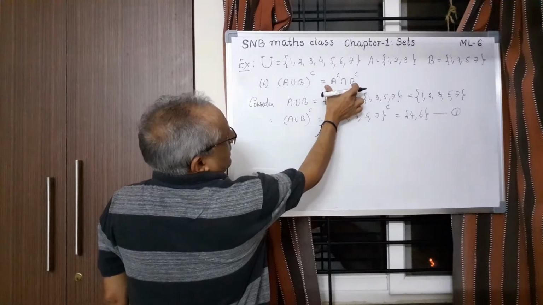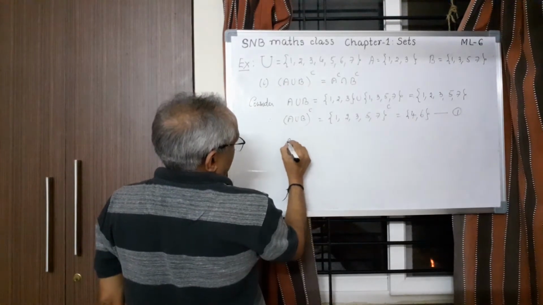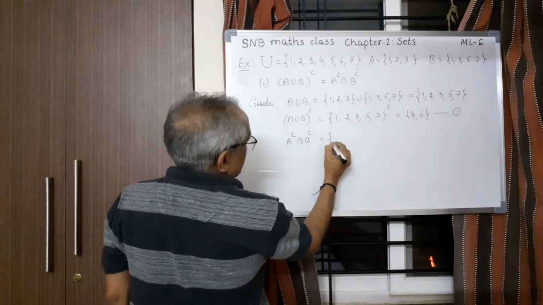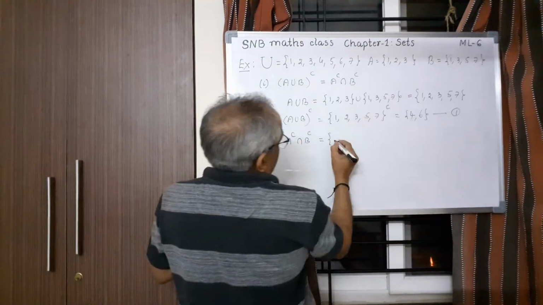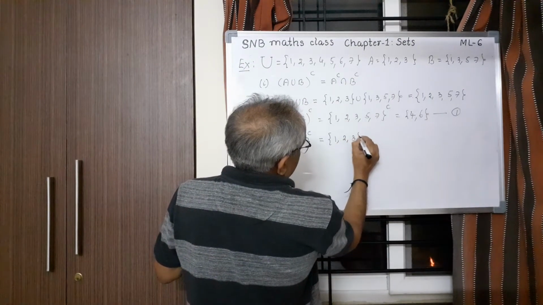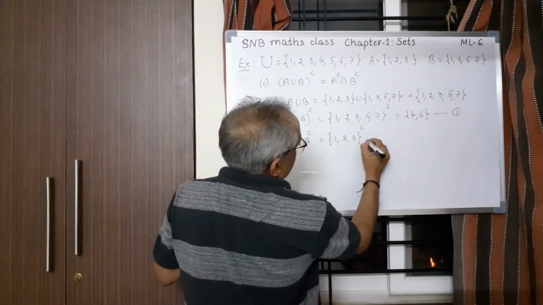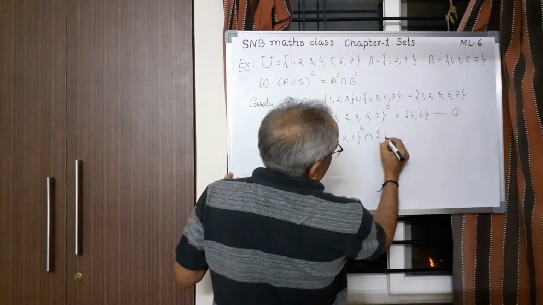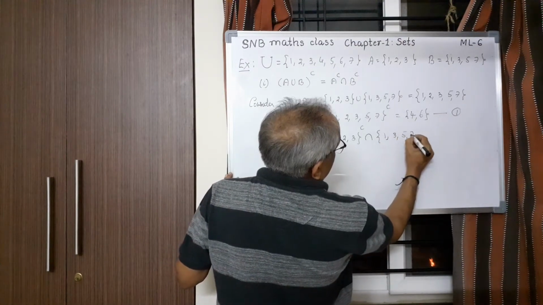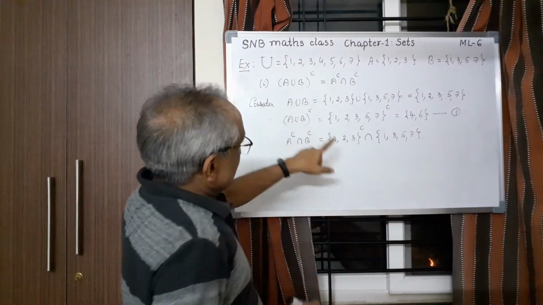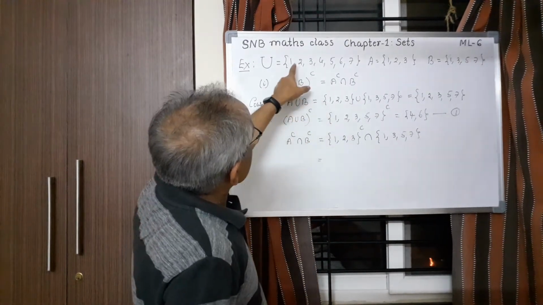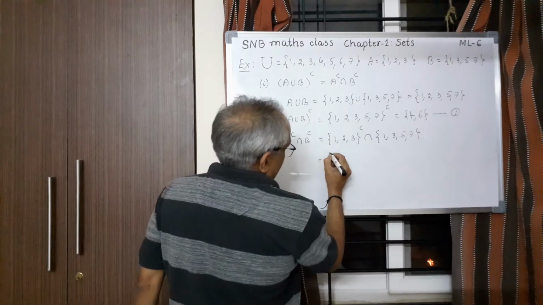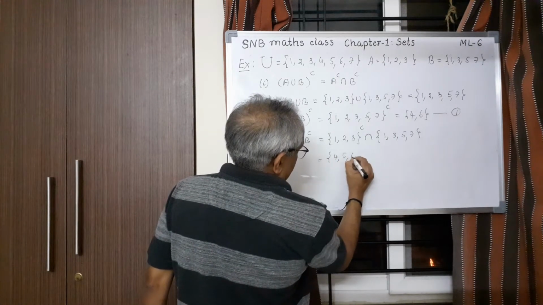Second one, I have to take the right hand side. Now A complement, then intersection B complement. I will take it directly. First here I will write what is A. A is 1, 2, 3. Then its complement. Then intersection. Then same thing for B. Now for the complement of 1, 2, 3, I have to exclude 1, 2, 3. Remaining 4, 5, 6, 7 I have to write. So here it is 4, 5, 6, 7.